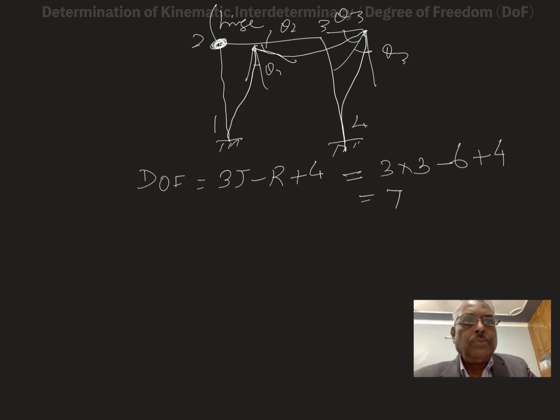So which ones are 7? Theta 1, theta 2 and theta 3, plus 4 additional.